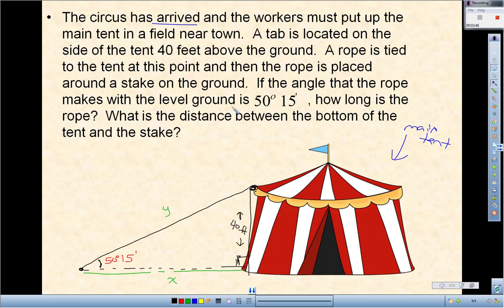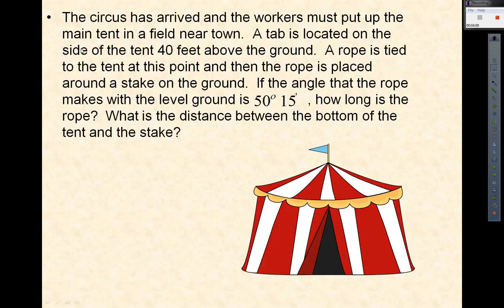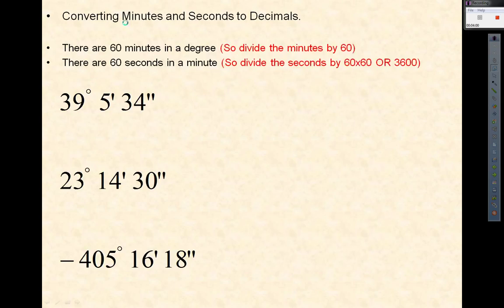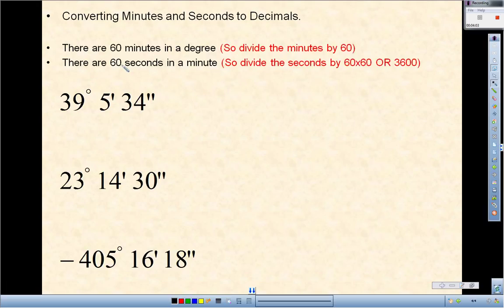So before we can tackle this problem, I need to show you how to convert minutes and seconds into decimals. Well, here are the main 2 principles you've got to know. There are 60 minutes in a degree, so divide the minutes by 60. And then we all know that there's 60 seconds in a minute. So divide the seconds by 60 times 60, or 3,600. And this is how we're going to convert our minutes and seconds to a decimal form.